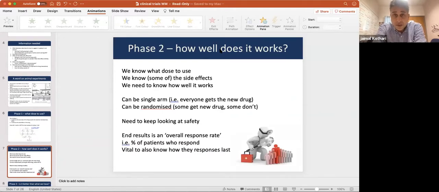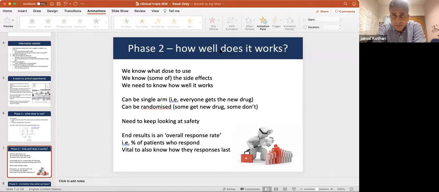So a phase 2 study is often also about side effects, but also it gives you key information. Well, how well does this drug work? So these trials can be single arm, so everyone gets the new drug, or they can be randomized. So some get the new drug and some don't, and you're comparing both the arms. I'm going to cover this a bit later.